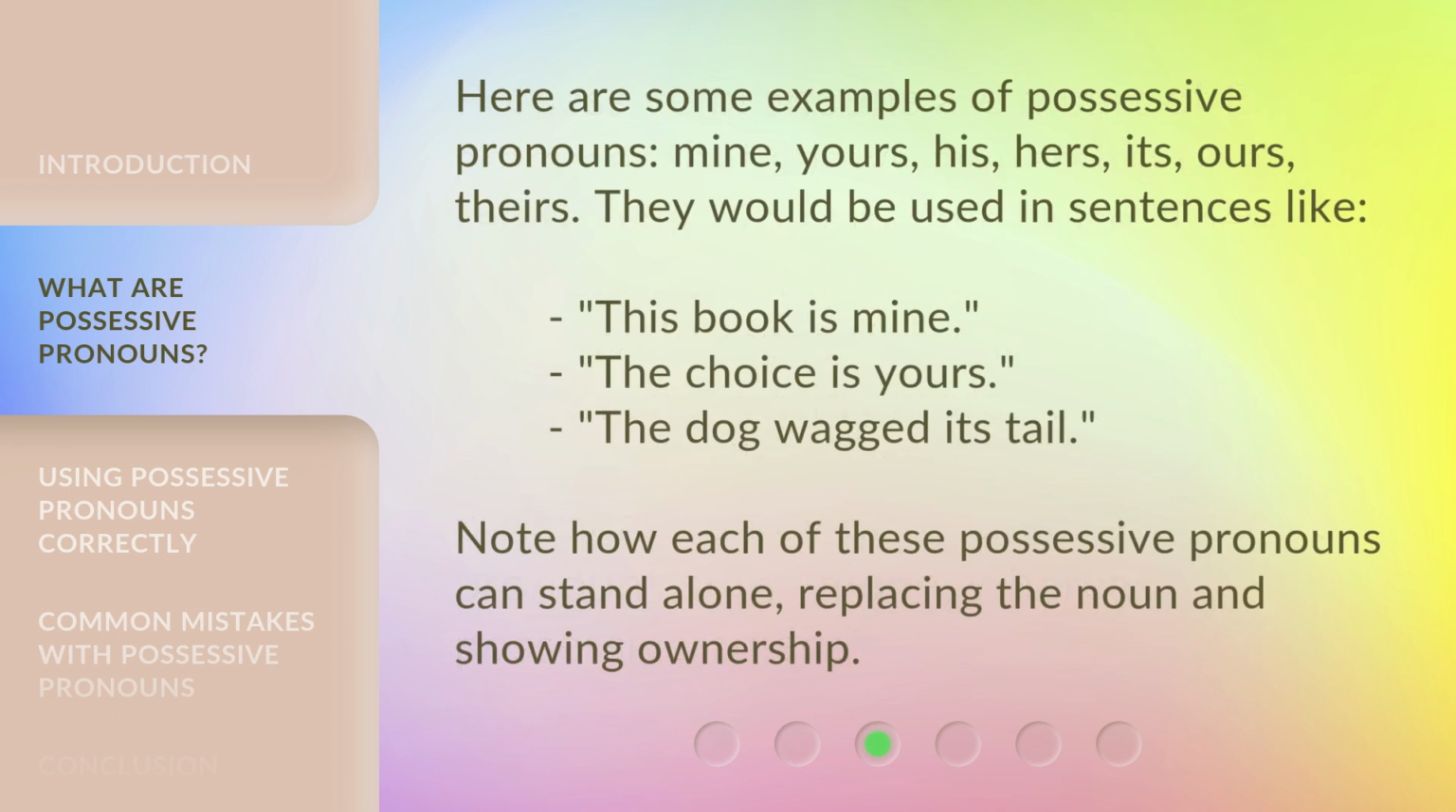Here are some examples of possessive pronouns: mine, yours, his, hers, its, ours, theirs. They would be used in sentences like, "This book is mine. The choice is yours. The dog wagged its tail." Note how each of these possessive pronouns can stand alone, replacing the noun and showing ownership.